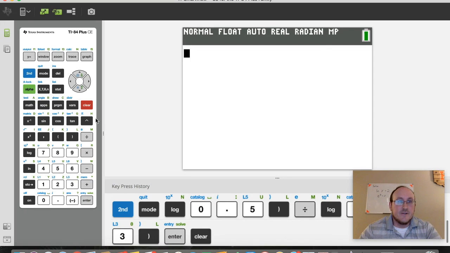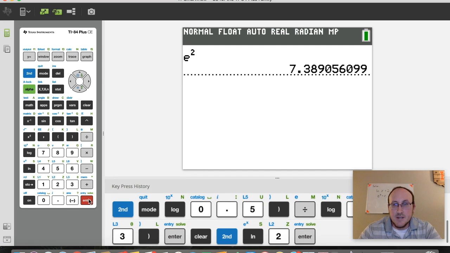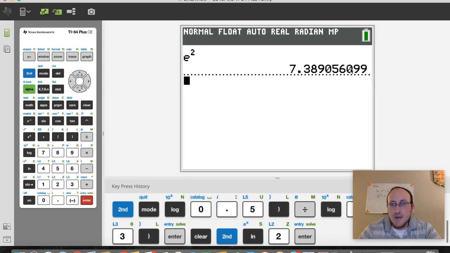Going to the calculator to evaluate e to the second power. If I look down here, here's the natural log key. You see there's an e to the x right above that. If I do second and then the natural log button, it'll bring up the e to a power. I can go ahead and type my exponent of 2 and hit equals, and I can see the decimal equivalent of e to the second power.